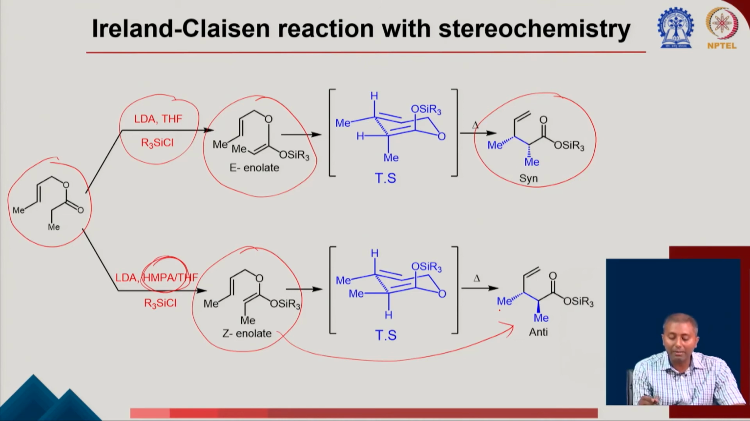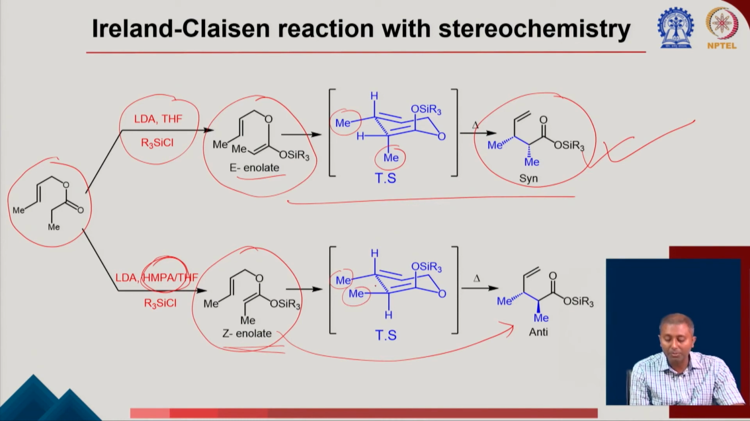Now let's try to understand the transition state of the syn product first. From the E enolate, if you draw the corresponding transition state, you can clearly see this methyl and this methyl are both down, which ends up making the syn product, and only a gauche-butane interaction is present there. Very similarly, with the Z enolate, this methyl is down but this methyl is up, and they have gauche-butane interactions, and from this transition state they can form the anti product.